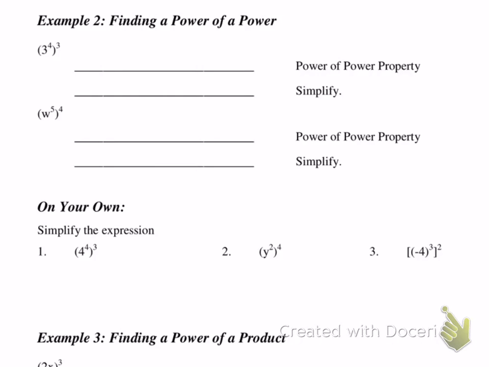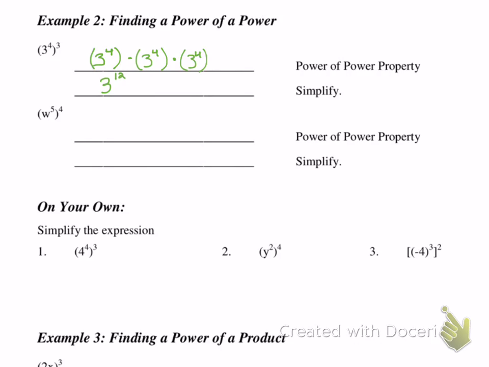And so 3 to the 4th raised to the 3rd power means we're multiplying that 3 to the 4th 3 times. So it looks like this. We have 3 to the 4th times 3 to the 4th times another 3 to the 4th. And so with what we just learned, since we have all the same bases, this becomes 3 raised to the 4 plus 4 plus 4, which is 12.